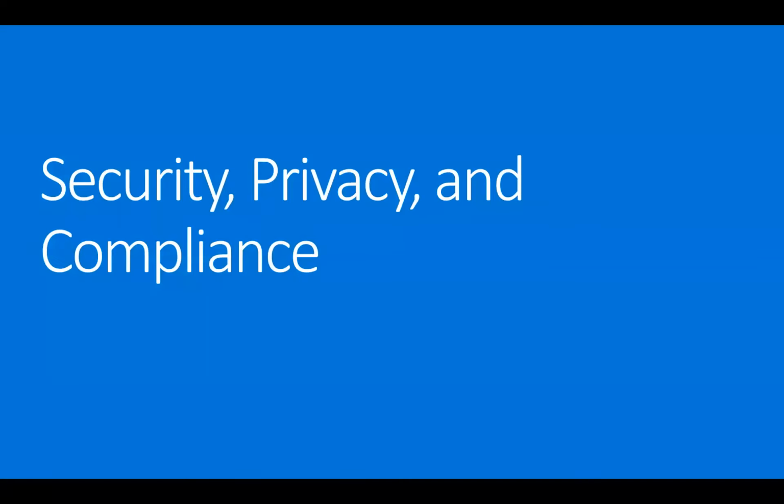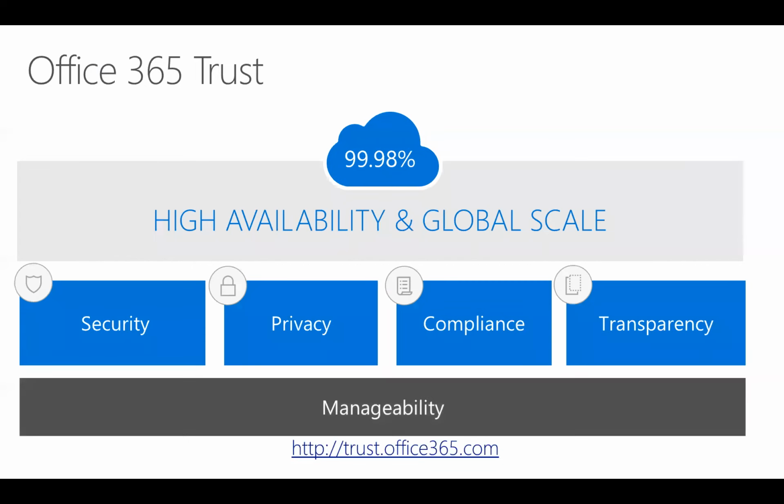All right, I'm going to do a quick blurb about security, privacy, and compliance. One of the important things when talking about SharePoint Online versus SharePoint on-premises is uptime. SharePoint is a difficult product to work with on-premises, but online, we have a 99.98 percent uptime. So we're talking about high availability and global scale with security, privacy, compliance, and transparency all built in. We have a trust center, trust.office365.com, that goes into more about the compliance details.